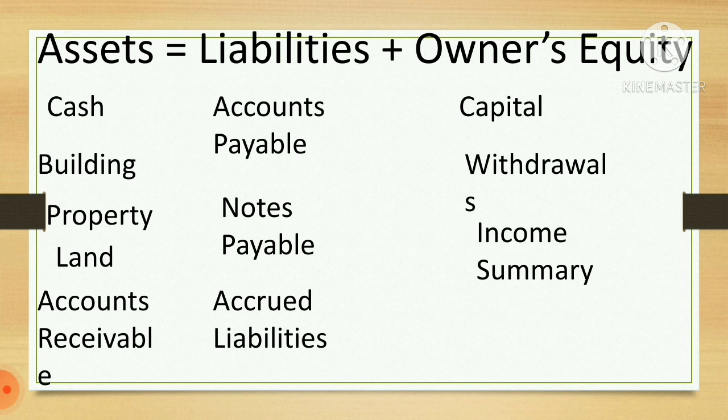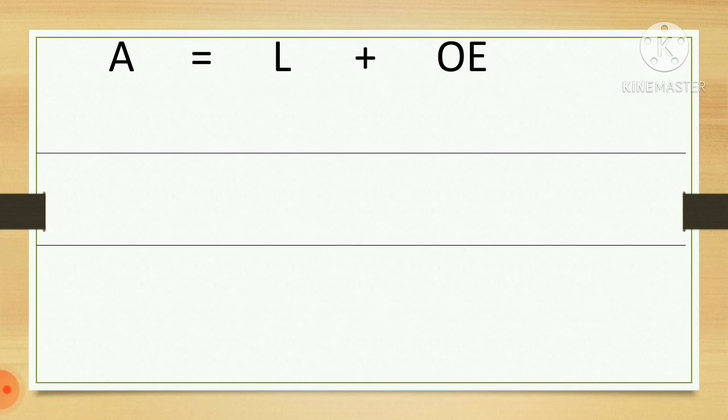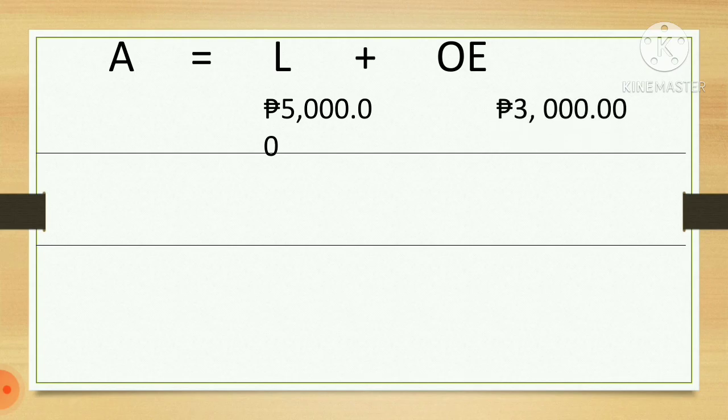Now, to better understand the concept of the basic accounting equation, let's have an example. Let's go back. A stands for asset, L stands for liabilities, and OE stands for owner's equity. So, for example, you have a liability of 5,000 and you also have an owner's equity of 3,000. How much is your asset?